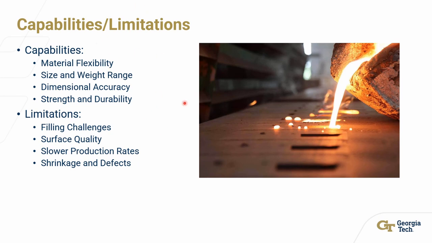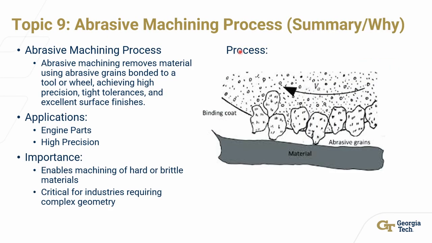However, among the limitations, gravity-driven filling restricts design complexity, as not all pieces and components can be filled strictly by gravity. Surface quality and slower production rates make this not the ideal choice for high precision, singular, one-off parts. Now we'll get into our ninth topic, the abrasive machining process.